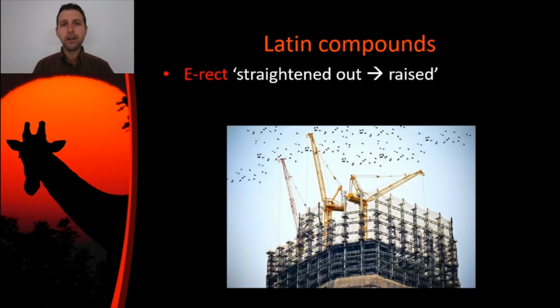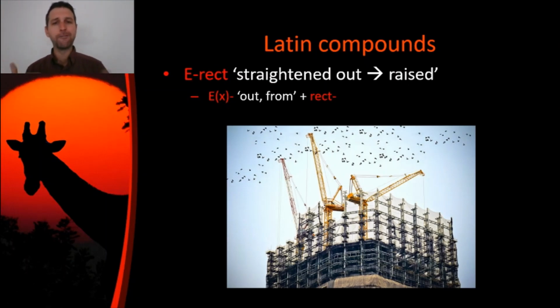Let's keep going here. Another Latin compound is erect, and this comes from another preposition plus the rect root. So a or x, and it can be spelled both ways in Latin, means out or from. And then, of course, rect, we've seen, means straight. So literally, something that is erect is something that is straightened out, and to erect something is to straighten it out.